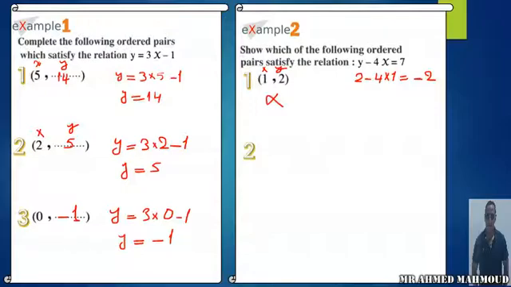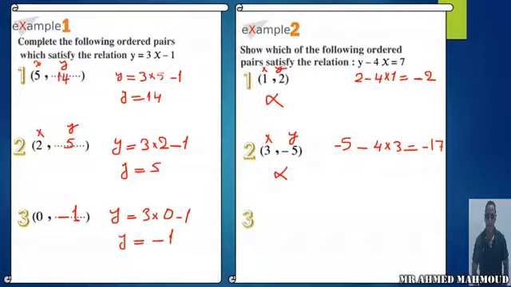Number 2: 3 and negative 5. Here we have x and y. I will put in place of y negative 5 in the same relation, and in place of x 3. It will be negative 5 minus 4 times 3. Negative 4 times 3 equals negative 12. Negative 5 minus 12 equals negative 17. Then this point doesn't satisfy the relation, because negative 17 is not 7.